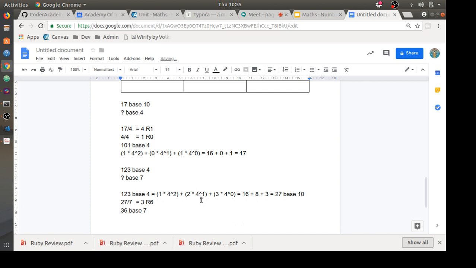So 3, 6 in base 7 would be 3 times 7 to the power of 1 plus 6 times 7 to the power of 0, which is 21 plus 6. So if you do a few examples like this, you can see why that division process works, why that produces the results.